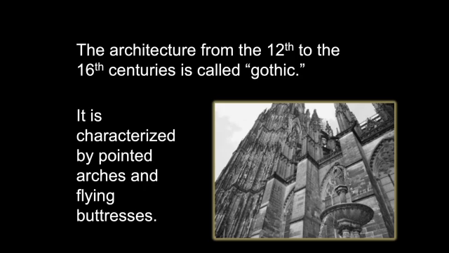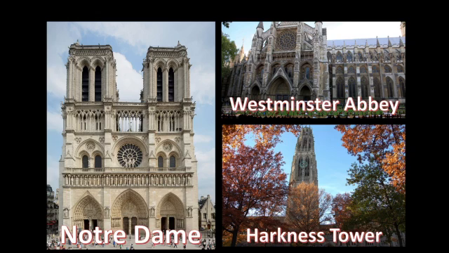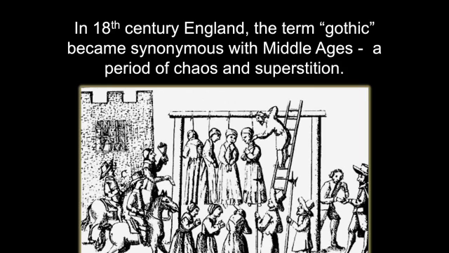Now, the architecture in Europe from the 12th to the 16th centuries is usually called Gothic architecture. It is characterized by pointed arches and flying buttresses. And here we have several examples across Europe. Now, in 18th century England, the term Gothic became synonymous with the Middle Ages, which was a period of chaos and superstition.